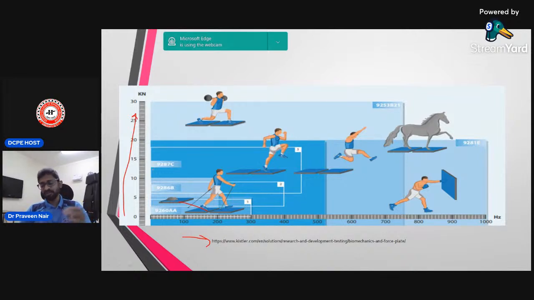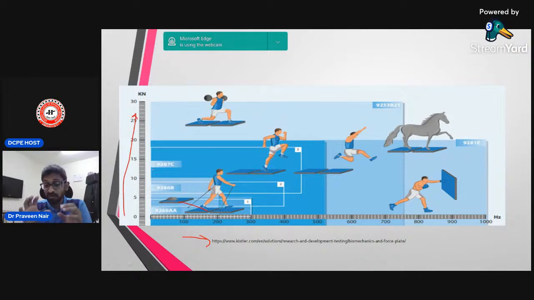Okay, now one more thing I did not tell you about this force plate. When you are looking for a force plate, don't always think that you are only concerned with the vertical force. You need the anterior-posterior, you need the medial-lateral force. So a complete force plate will give you force in all three directions.